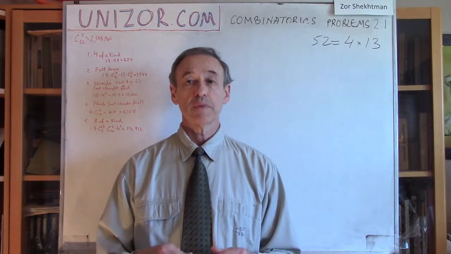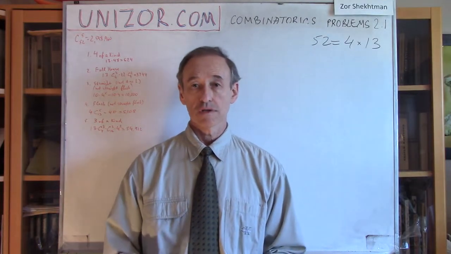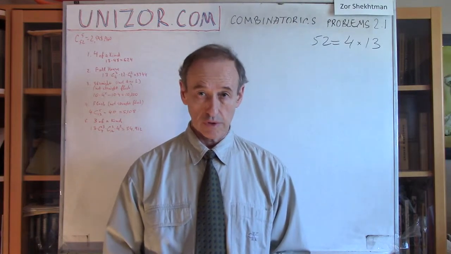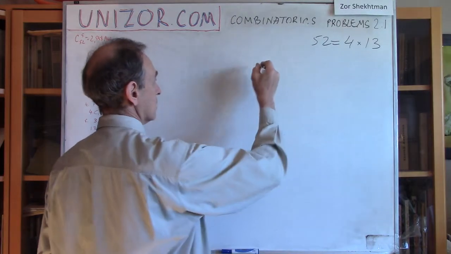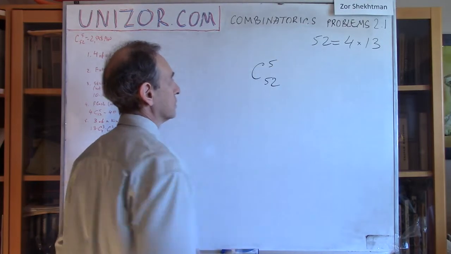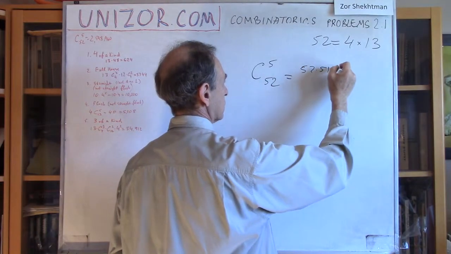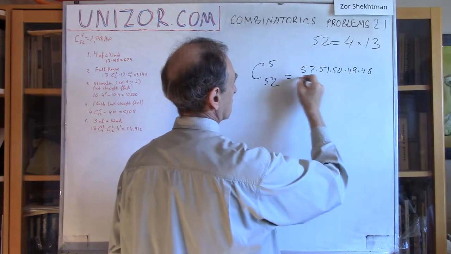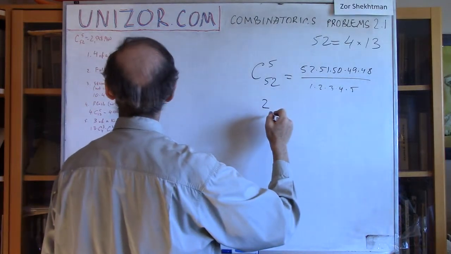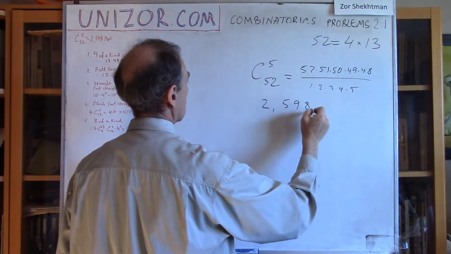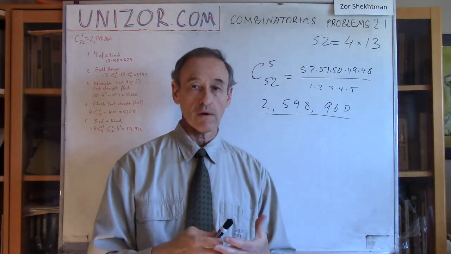So these are problems about how frequently certain combinations occur. Now, first of all, how many different combinations of five cards out of 52 can you have? Well, that's obviously the beginning of everything. This is the base. The answer is the number of combinations of 52 by 5, which is 52 times 51 times 50 times 49 times 48 divided by 1, 2, 3, 4, 5, which happens to be 2,598,960. So 2.5 million different combinations of five cards you can get.